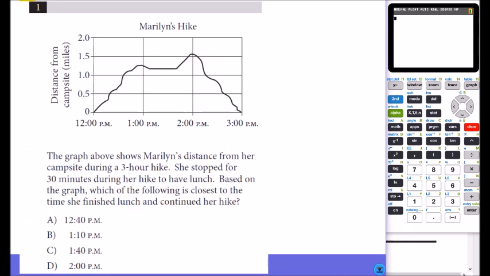The graph above shows Marilyn's distance from her campsite during a 3-hour hike. She stopped for 30 minutes during her hike to have lunch. Based on the graph, which of the following is closest to the time she finished lunch and continued her walk? As you can see, she stayed steady, meaning she sat down and had lunch during that time. So the question is, when did she finish her lunch and continue to hike? It's between 1 and 2, but closer to 2 p.m. So it is C.